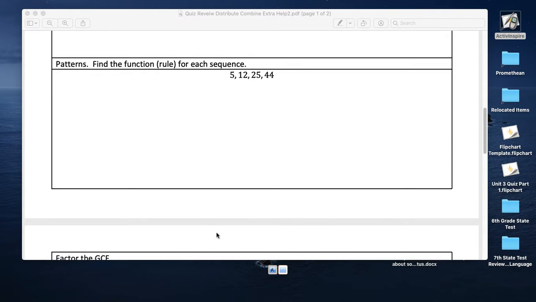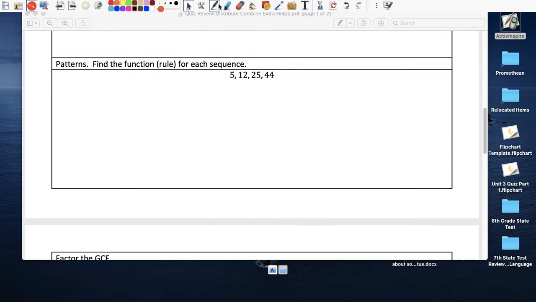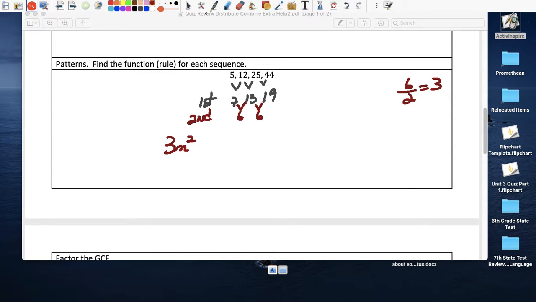There's a pattern here. Find the rule, and in this case, let's see, the first difference is 7. This is what, 13, and 44 minus 25 is 19. Well, they're all different, so it's definitely not linear. So let's do the second difference, and that's going to be 6 and 6. So what do we do with that 6? We divide it by 2, and that gives me 3. So 3 is going to be the coefficient in front of n squared.